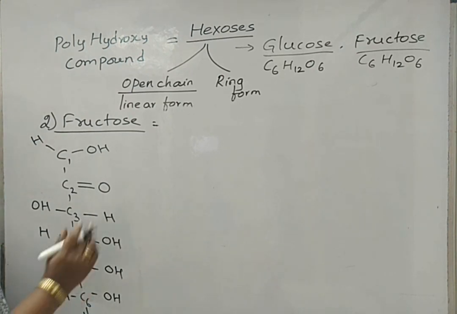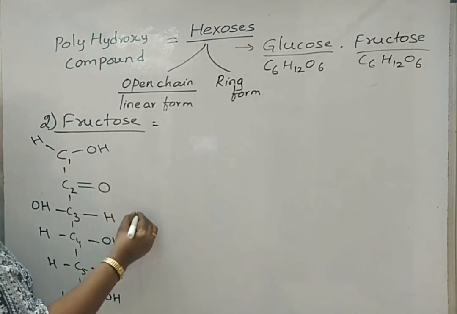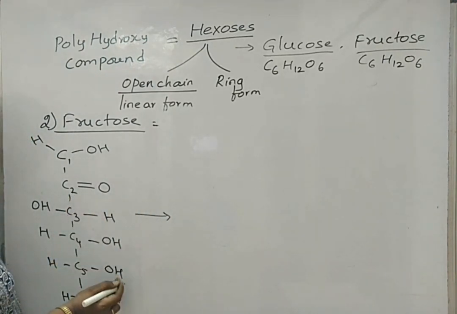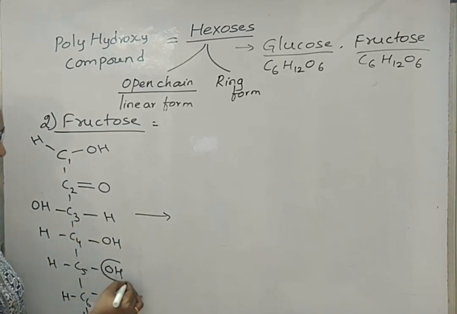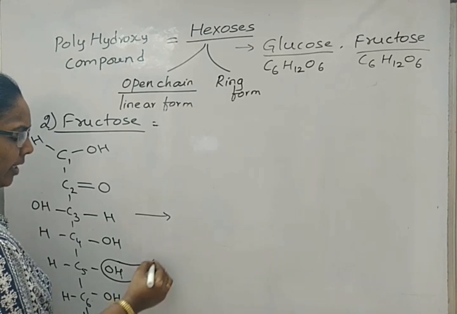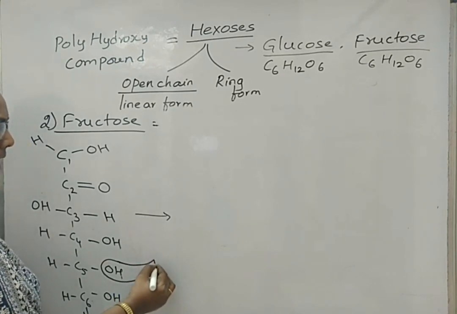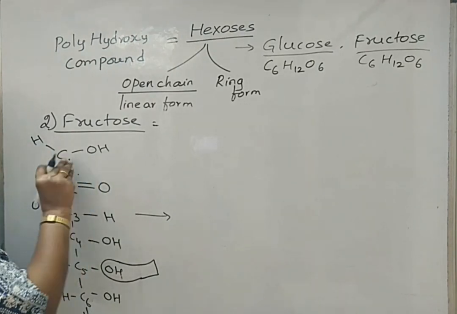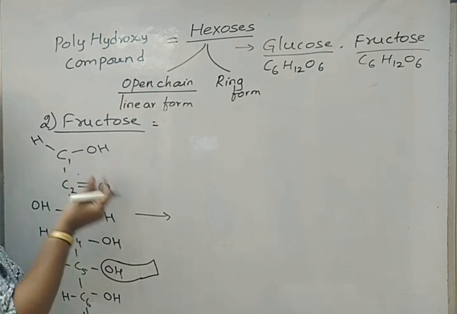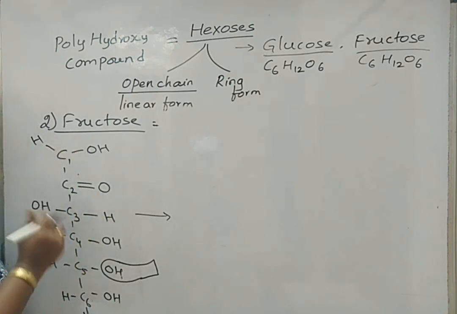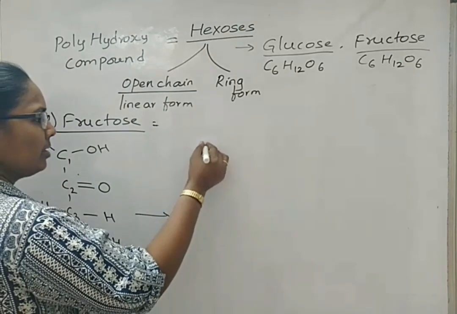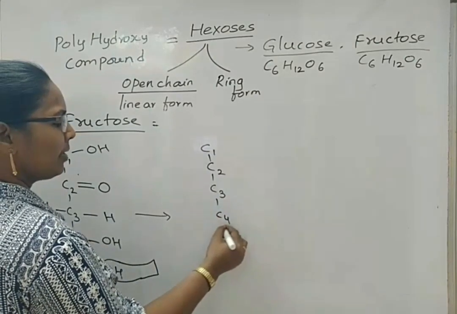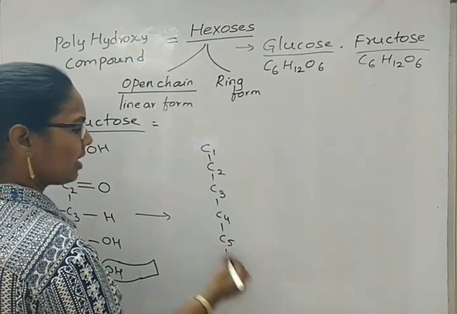Like this. Now again, in case of fructose also, there is a bond formation between carbon 2 and carbon 5, but now temporarily this OH group is removed from here and it is attached at carbon 2 position, because here now the structure is going to change its angle, meaning it is going to bend like this. That is how. So carbon 1, carbon 2, carbon 3, carbon 4, carbon 5, carbon 6.